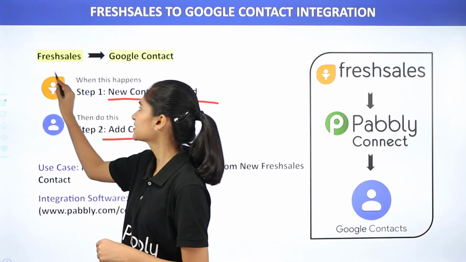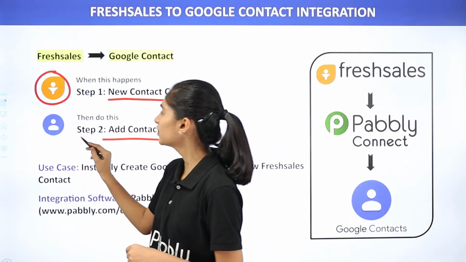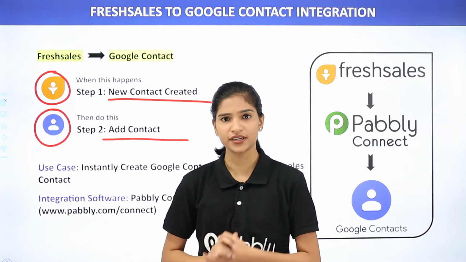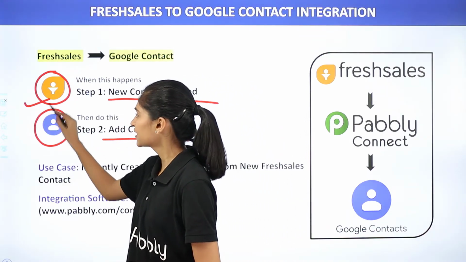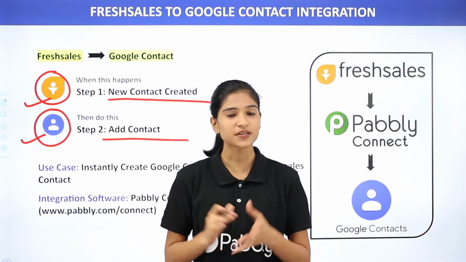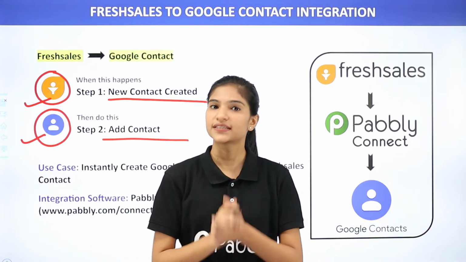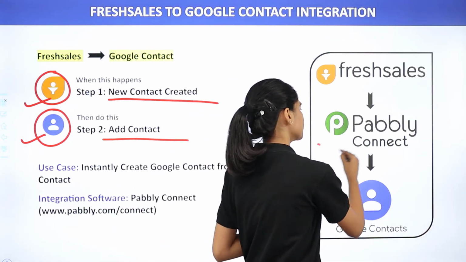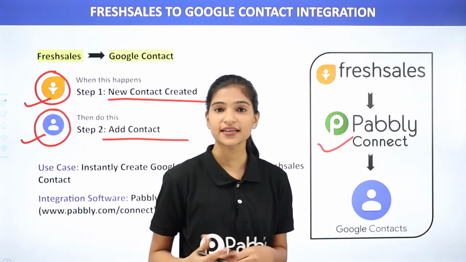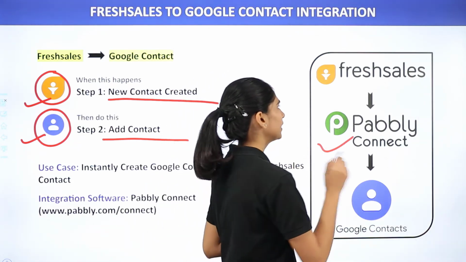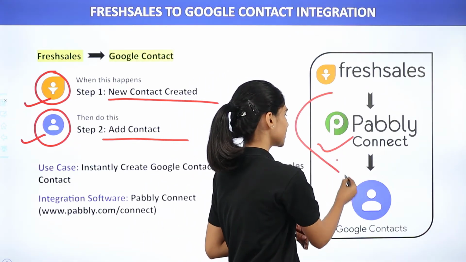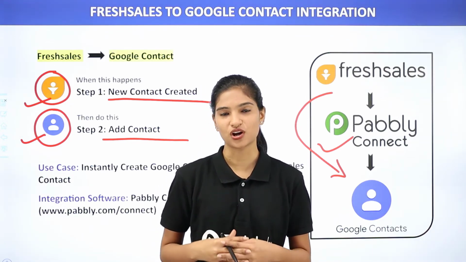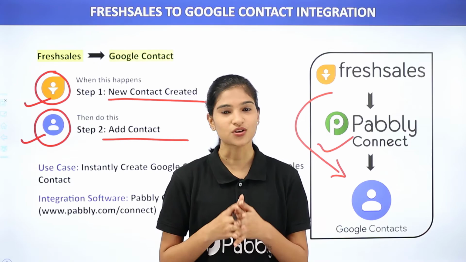So Freshsales is a CRM platform, whereas Google Contacts is a contact management tool by Google. The issue here is that although Freshsales and Google Contacts have some native integration between them, this integration has certain limitations, and that is why we are going to use Pabbly Connect. So Pabbly Connect is an integration software which will help you to transfer data from Freshsales to Google Contacts. The best part here is you don't require any knowledge of coding. So let me show you this on my screen.